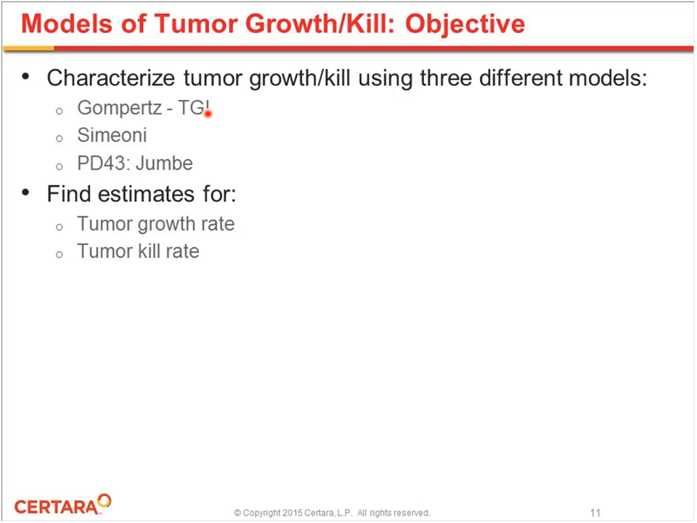We start with a Gompertz model. We've already seen the function. And we then move to a very popular one, the Simeoni model. And finally, take on the Jumbe model, which is actually the exercise that is from the book. The goal here is to find estimates for the tumor growth rate and for the tumor kill rate. So let's have a look at the data.